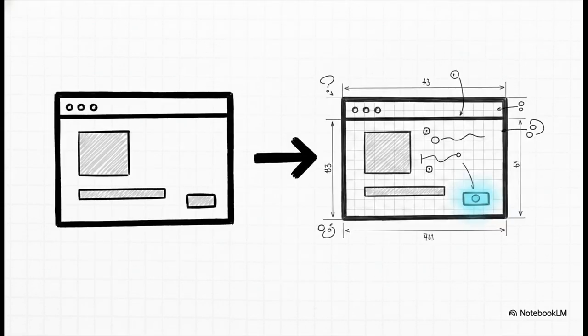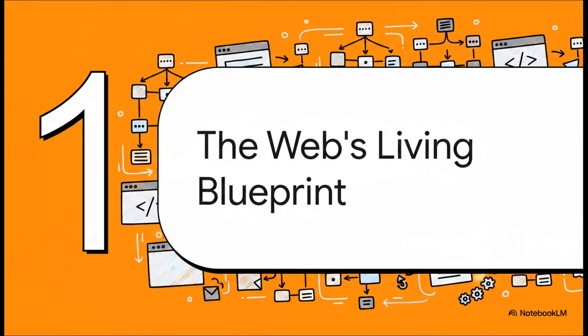Well, it's not magic, but it is really clever. See, for any of those dynamic changes to happen, your browser needs a plan. It needs a kind of living blueprint of the page it's showing you. And that blueprint is exactly what we're going to explore. So, let's dive into this idea of a living blueprint, because this is really the fundamental structure that makes the modern interactive web even possible.